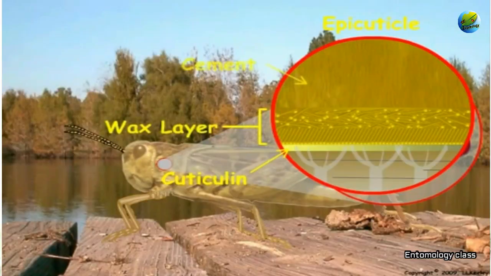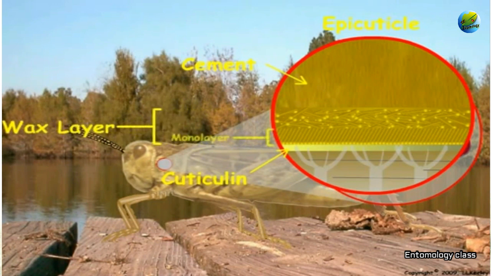And there are three major layers: the cement layer, the wax layer, followed by the cuticulin layer. The topmost layer of any insect is called the cement layer, which protects the wax layer below it. The wax layer protects the insect from desiccation, preventing water loss. And followed by that, the deepest layer of the epicuticle is called the cuticulin, which separates the other cuticle from the epicuticle and is made up of lipids and proteins.